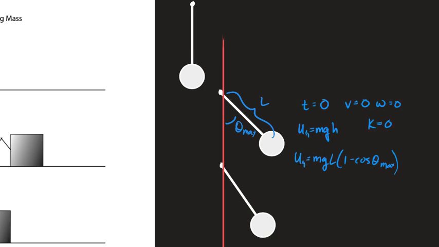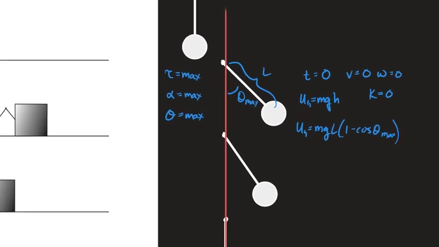So our system starts with no kinetic energy, all potential energy. And at this moment, the torque on the system is max, the acceleration on the system is max, and the displacement of the system is at a max. All the same things we had for the spring mass oscillator, but for a pendulum.